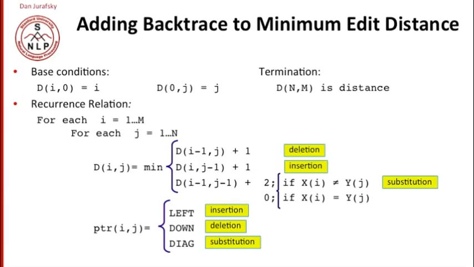Computing the backtrace is very simple. We take our same minimum edit distance algorithm that we've seen, and here I've labeled the cases for you. So when we're looking at a cell, we're either deleting, inserting, or substituting. And we simply add pointers. In the case where we're inserting, we point left. In the case where we're deleting, we point down. In the case where we're substituting, we point diagonally. And I've shown you those arrows on the previous slide.